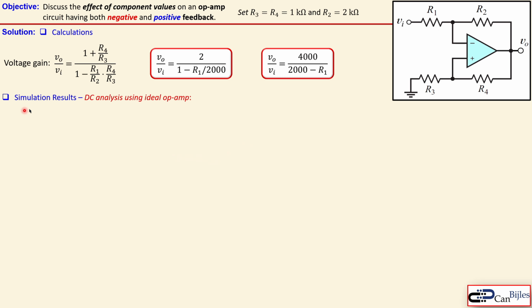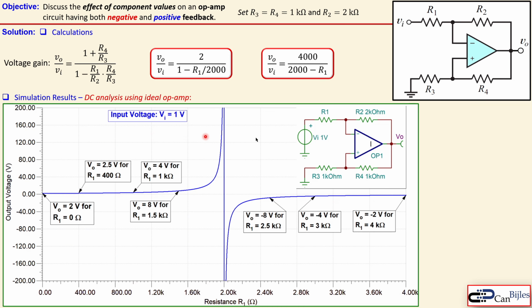Okay, let's first look at the simulation result, which is then the DC analysis. And we start first with the ideal operational amplifier. You see here the circuit in the SPICE simulator. You see here R3 and R4, both 1 kilo ohm. You see also R2, 2 kilo ohm, and R1 is here changing. So what we do is the following. This is the output voltage, and this is the resistance R1 value. It starts at 0 and then goes up to 4 kilo ohms, and we see here the steps. And you see here in blue what the output voltage will be.